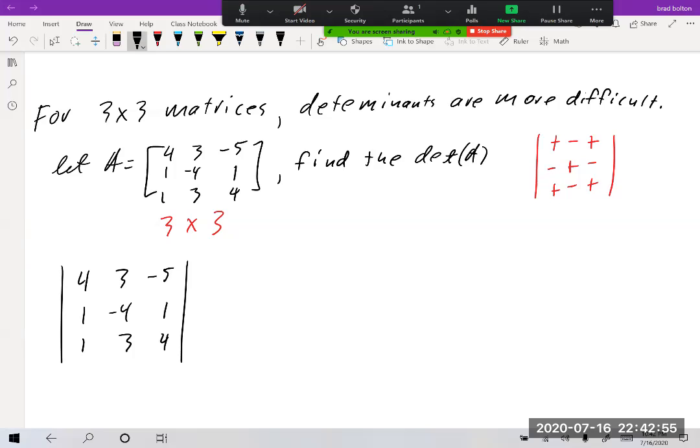Okay, so here's what we do. We build separate 2 by 2 matrices. If we were in class together, I would show you by covering up, but I can't really do that, so what I'm going to show you is I'm going to choose.